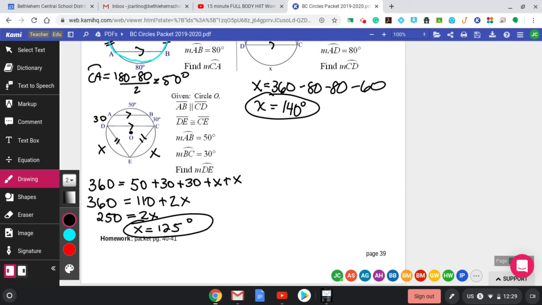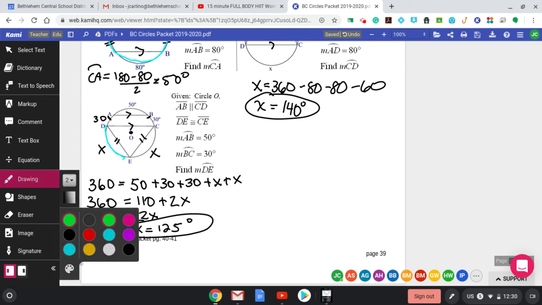A little tricky on the last one, maybe. I was given AB and DC were parallel, which would mean arc AD and arc BC are congruent, so they're each 30. Now, how did I get arc DE and arc CE? How did I get these two arcs right here to be congruent? Because I used a little theorem that said, hey, the chords were congruent, DE and CE. Those two chords were congruent. So congruent chords imply congruent arcs. All right, again, congruent chords imply congruent arcs.